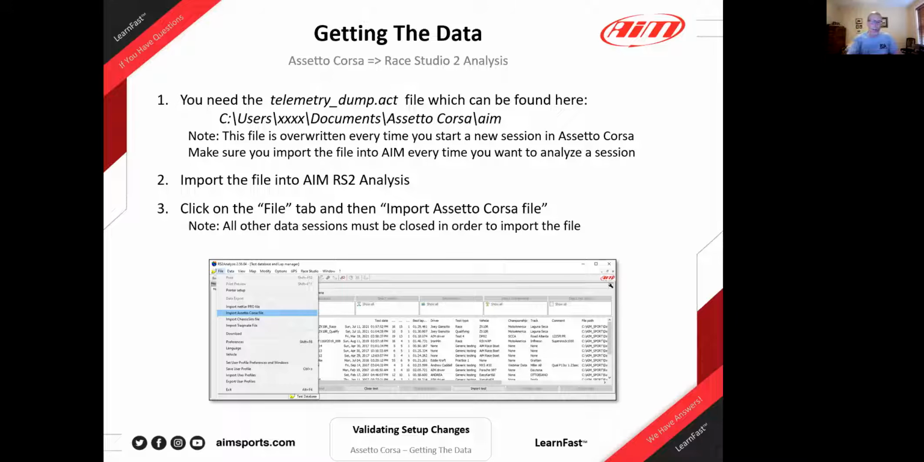You can see at the bottom here, there's a little screenshot. All you have to do is go to File, Import Assetto Corsa file, and that's it. Then it'll pull it in, and just like you're downloading data from a car, it'll ask you who's driving, what's the track, and so on, and then you just import it.